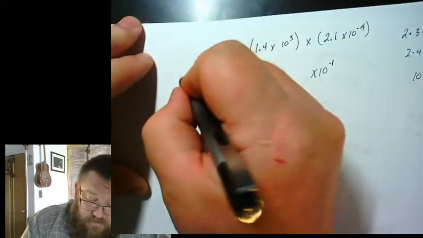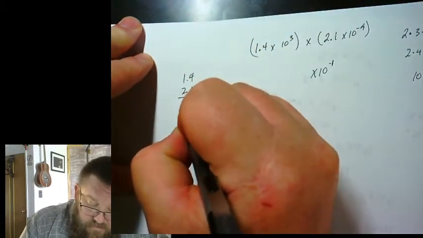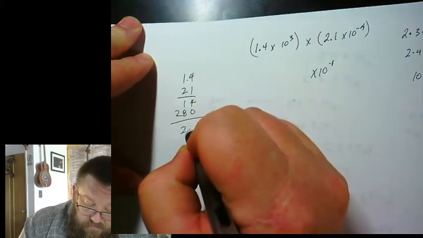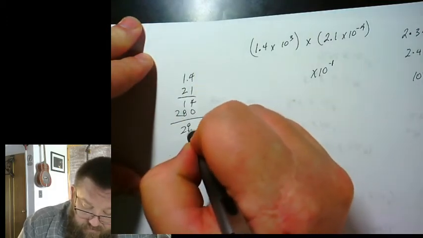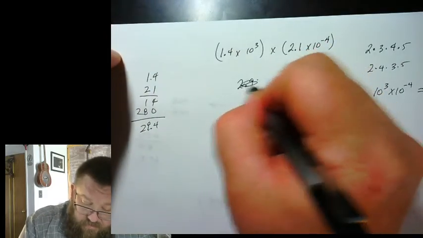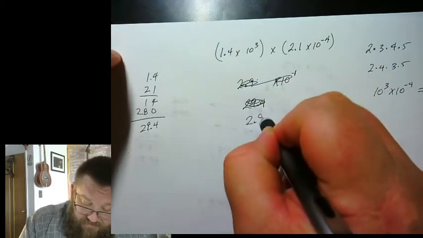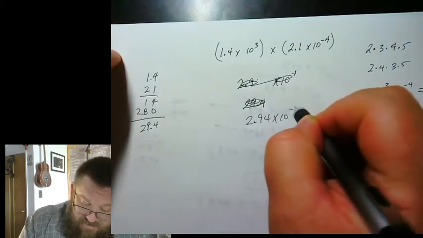And then, I don't know what 1.4 times 2.1 is. Let's do it. So 2.94. 2.94. 2.9. No, 29. No, it was 2.94. Math is hard, bruh. To the negative 1.